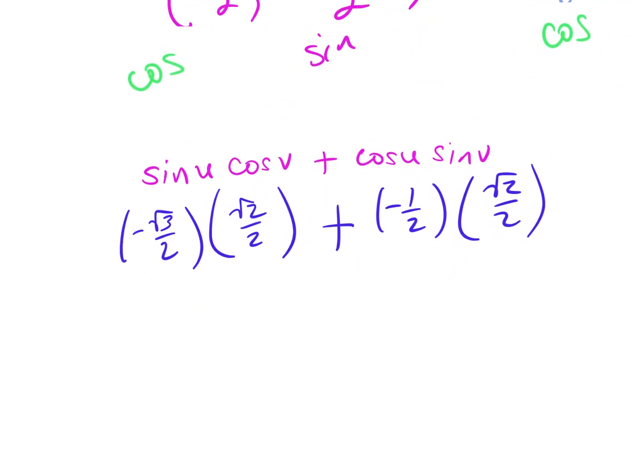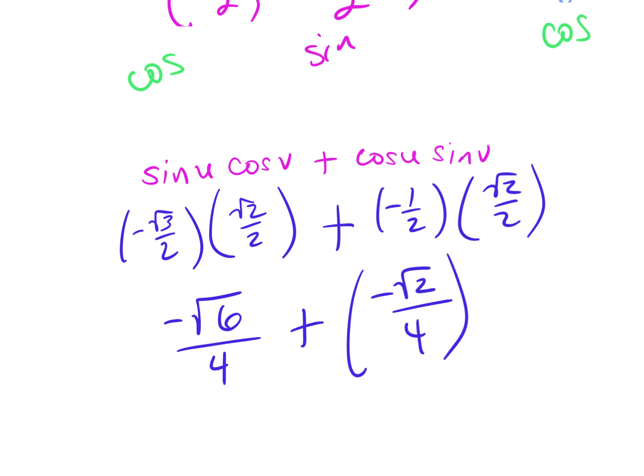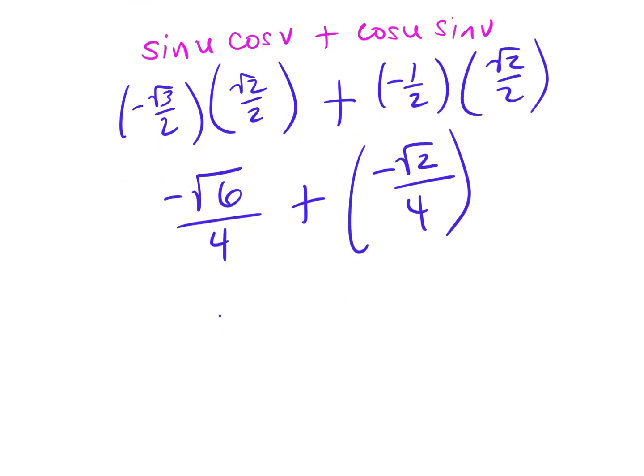A half times a half just gives us a bigger... So negative root 6 over 2 times 2 is 4. Plus, what is negative 1 times square root of 2? Negative root 2 over what? 4. Can I combine these two? How? Negative square root of 6 minus the square root of 2 over 4.